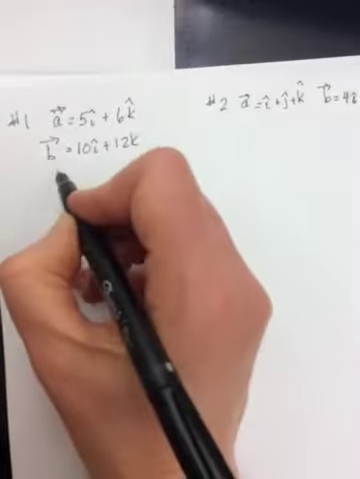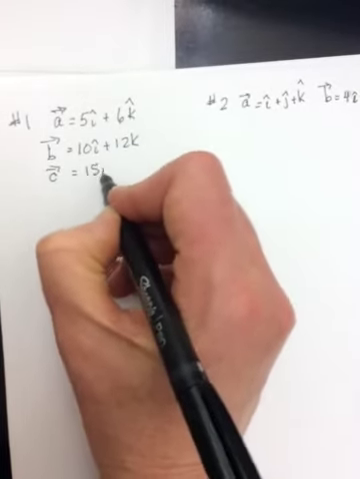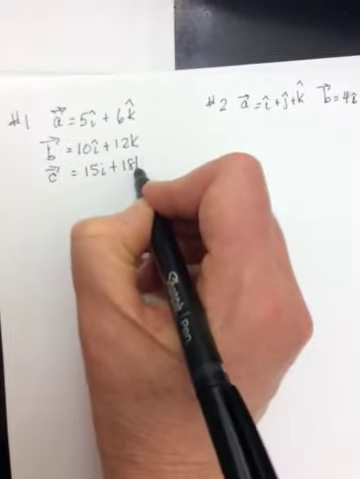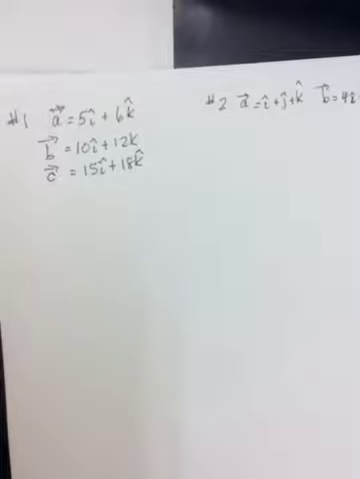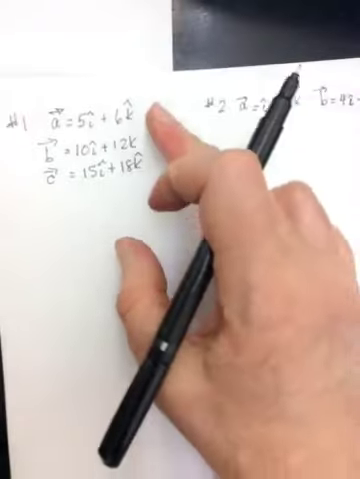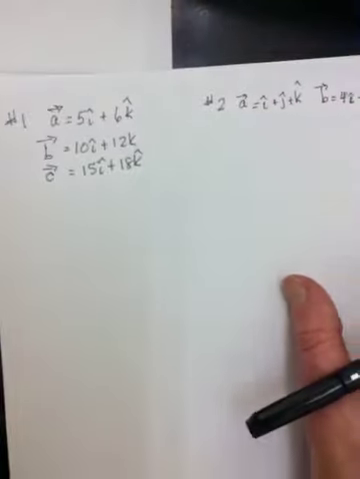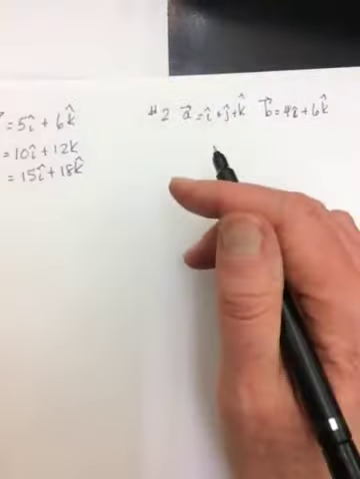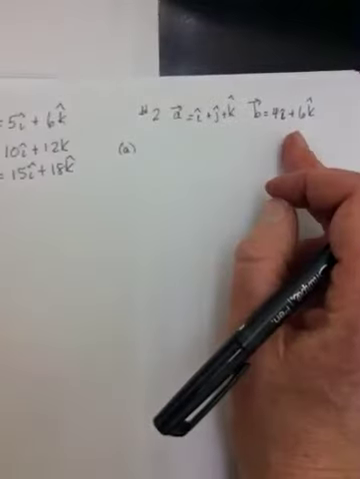I could multiply by 2. Or I could multiply by 3, and it could be 15i plus 18k. Or I could multiply by a half or 1,000. Any vector will be parallel to the original vector if you just multiply it by a scalar. That easy.